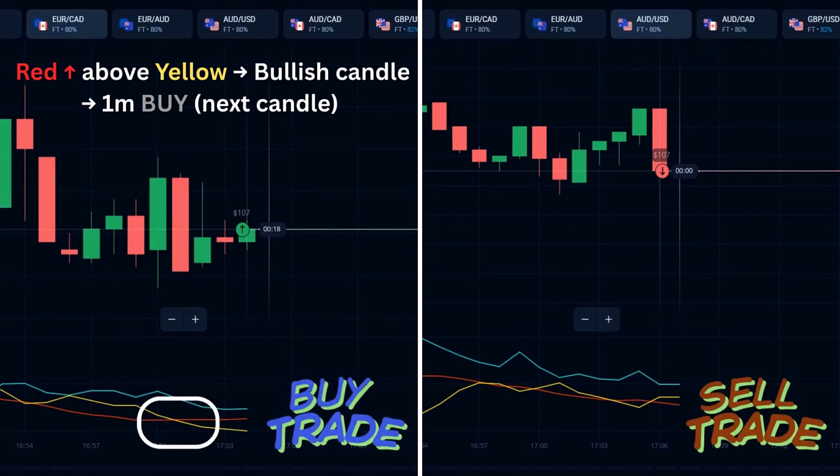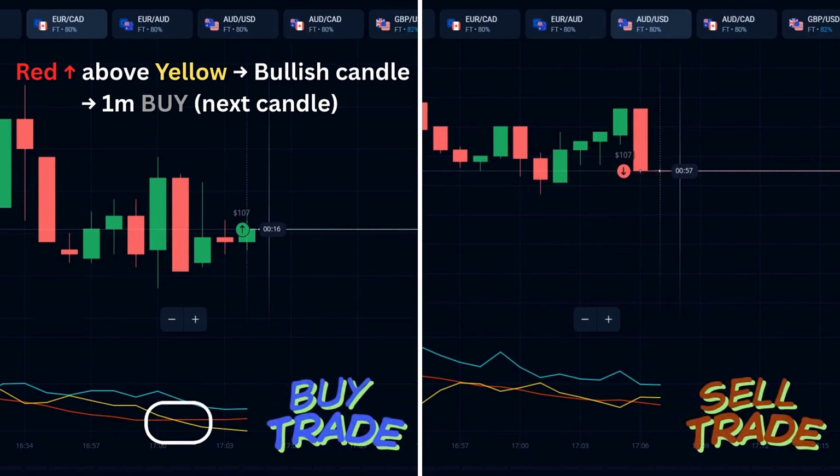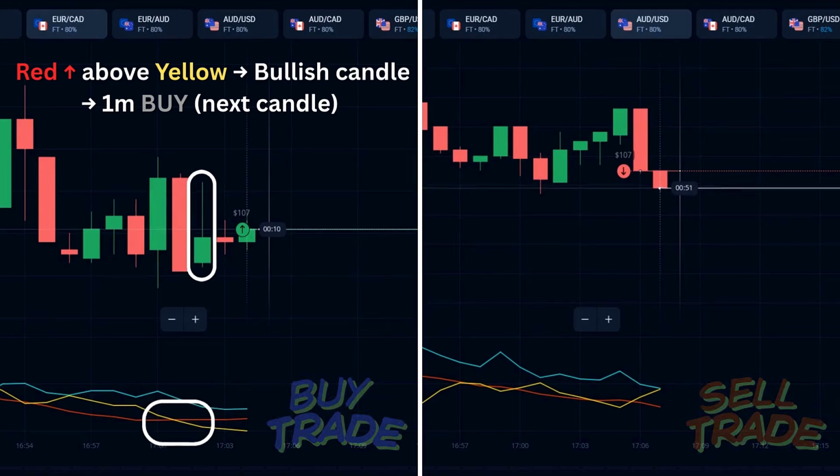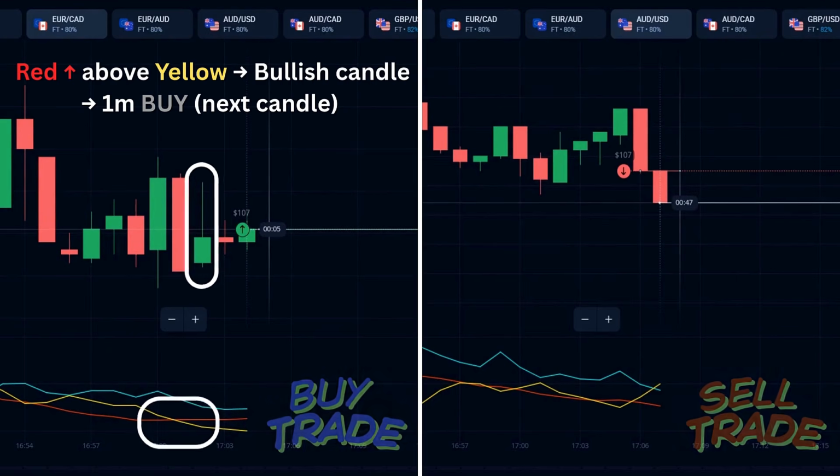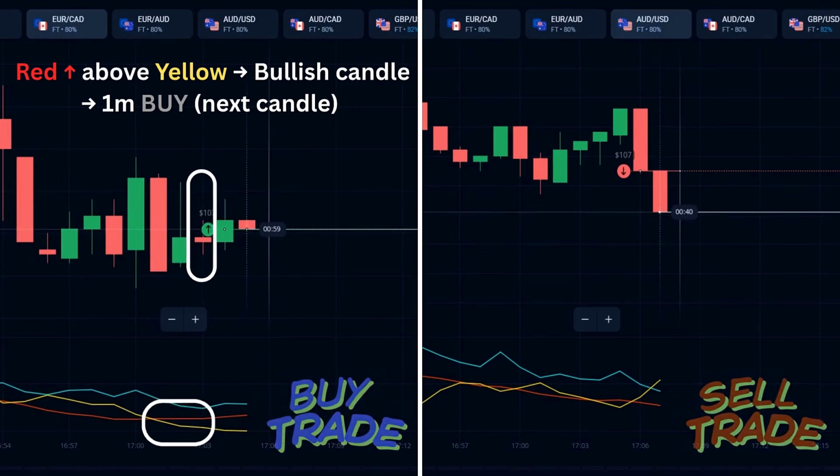For a buy trade, first, watch the red line and the yellow line. When the red line crosses upward above the yellow line, it shows strength is moving upward. Next, confirm that the candle where the cross happens closes bullish, or at least in the top half of its body. Once that candle closes, enter a 1-minute buy trade on the very next candle.